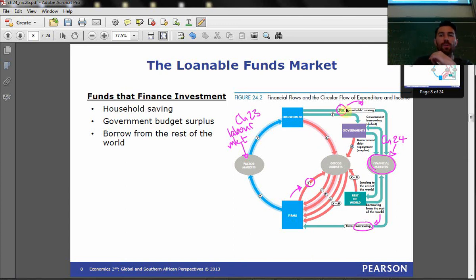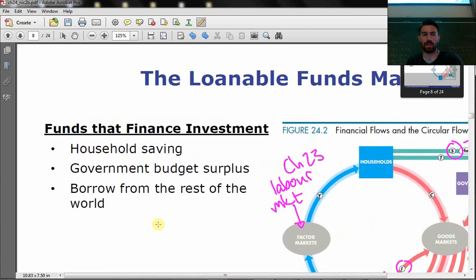So the point is that savings become investments, but savings are not the only kind of investment. Households can save, but also governments, if they have a budget surplus, can channel that surplus into investments, and we can also borrow from the rest of the world. So the way that we can see this is to write our equations from before. Let me make this a bit bigger so I've got more space.